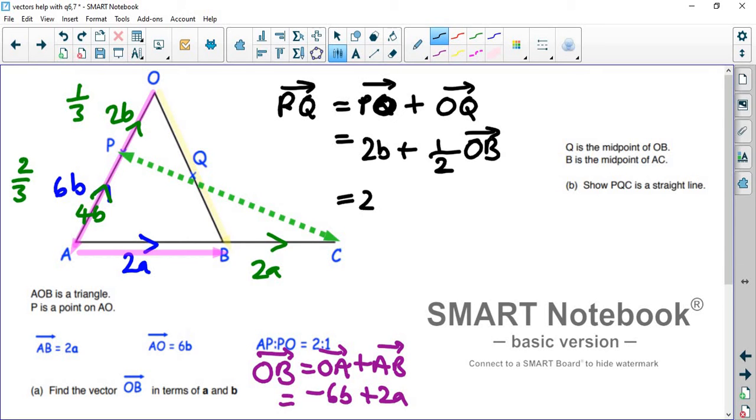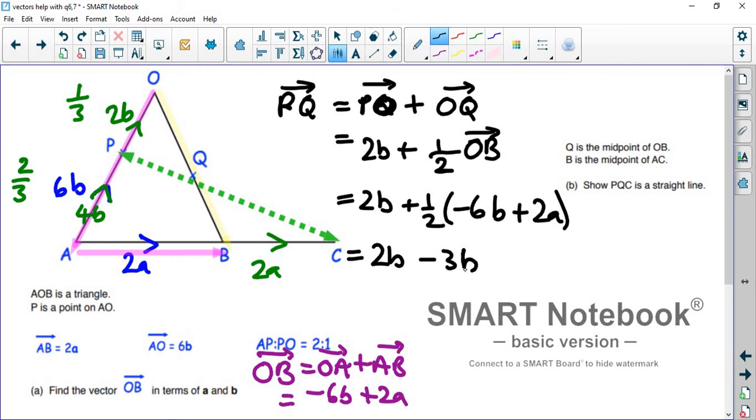Okay, so we've got 2b, and then a half of minus 6b plus 2a. So we've got 2b, and that will be minus 3b plus a. So altogether that will give us a minus b. So that's PQ. So now what we need to do is find PC or QC.